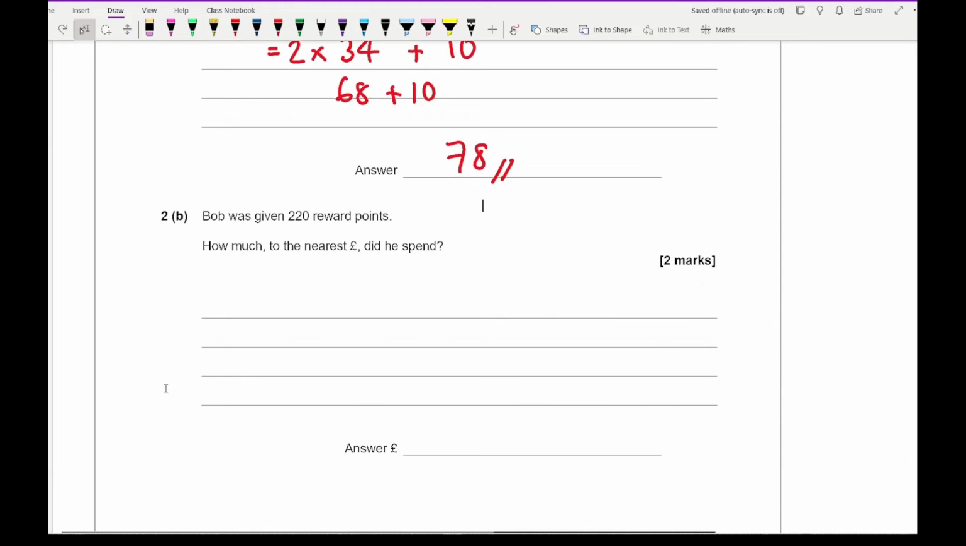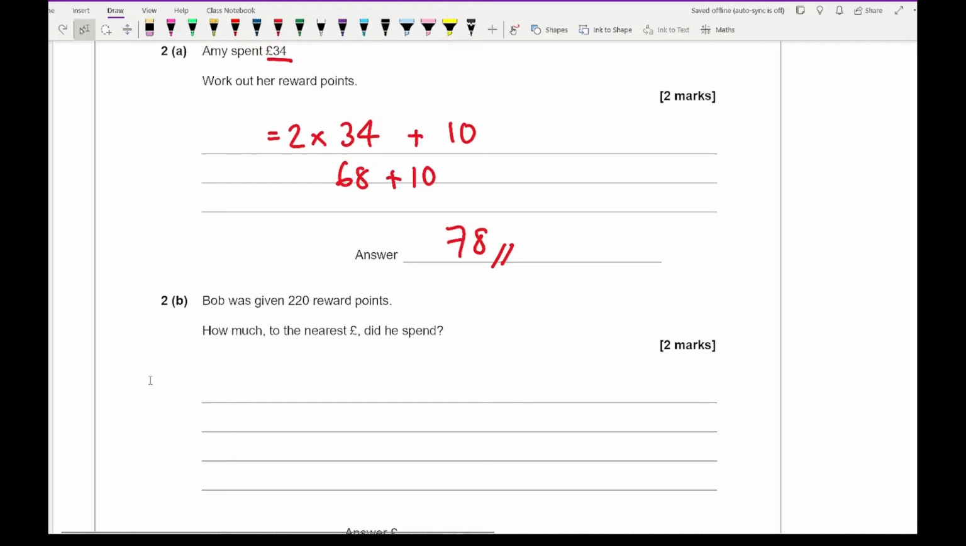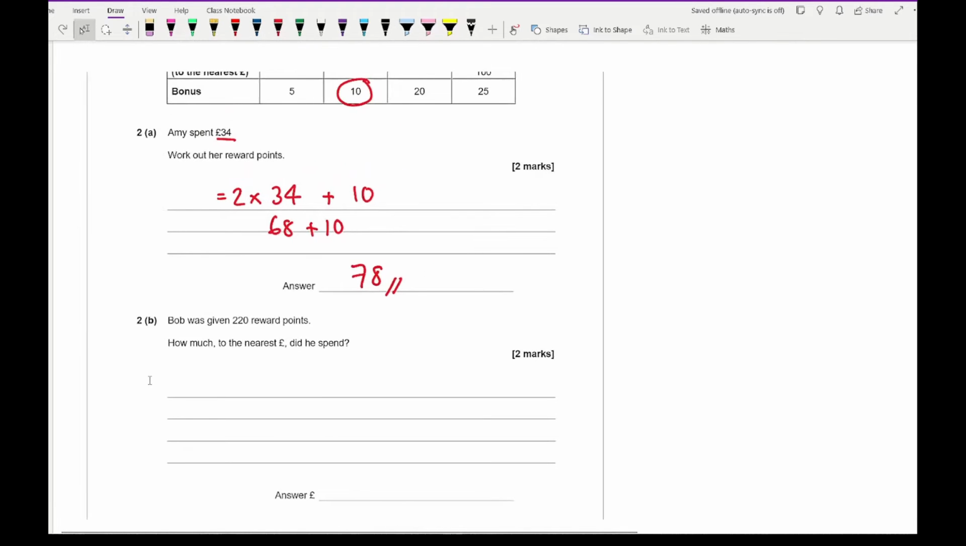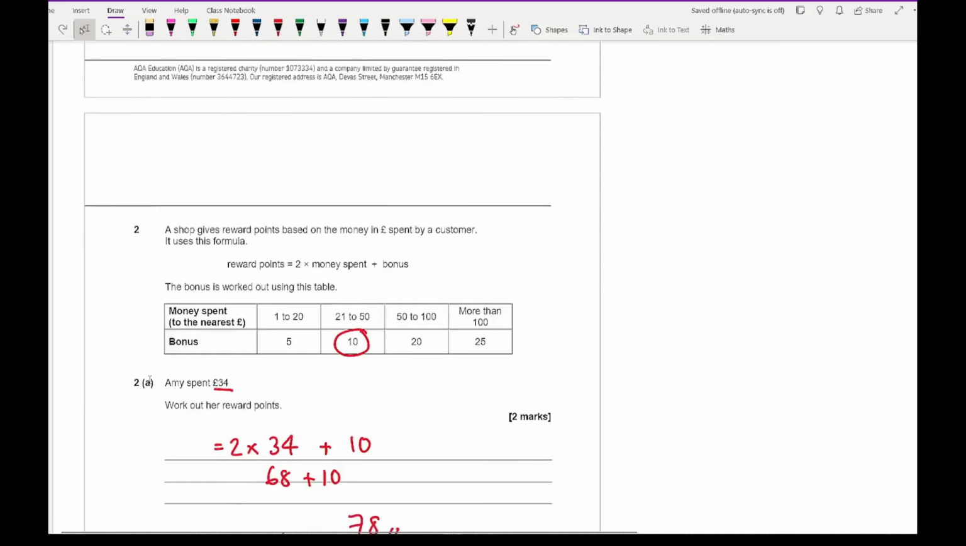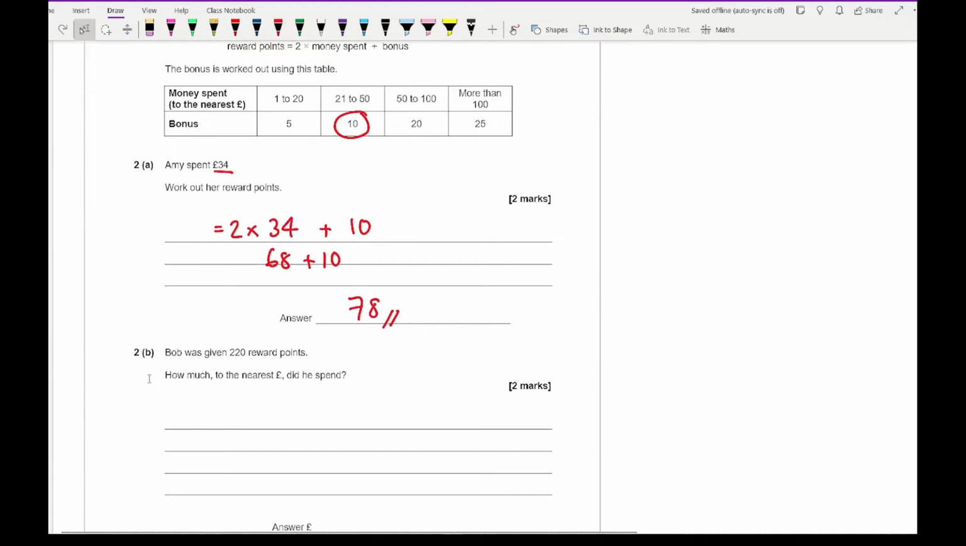Then for question 2b, it says Bob was given 220 reward points. How much to the nearest pound did he spend? So for this, let's just zoom out so we can see the table back in there. So here, for this he is getting 220 reward points. So we've got 220 equals 2 lots of the money spent, which is what we're looking for, plus the bonus points.